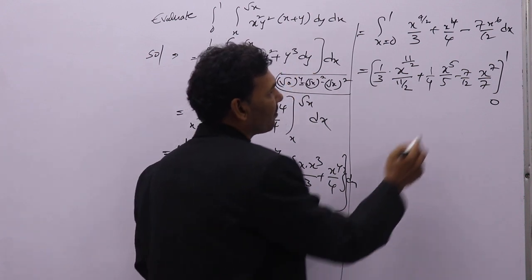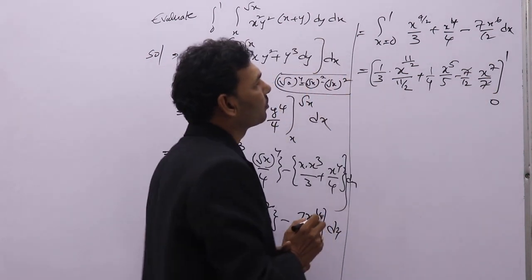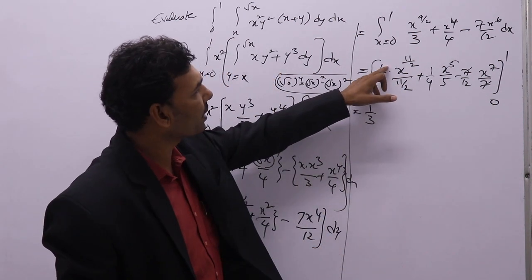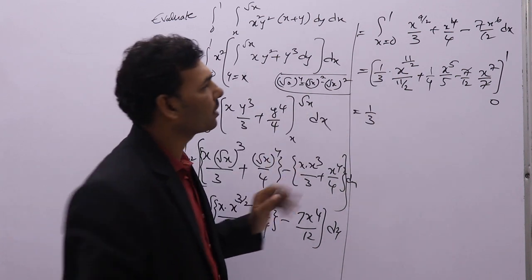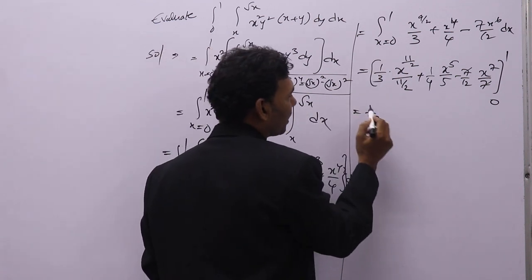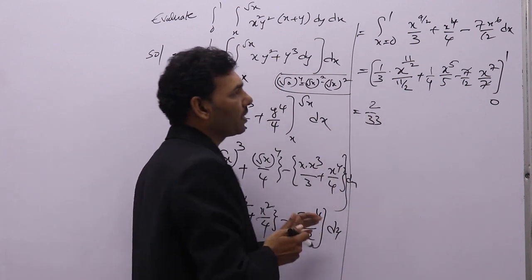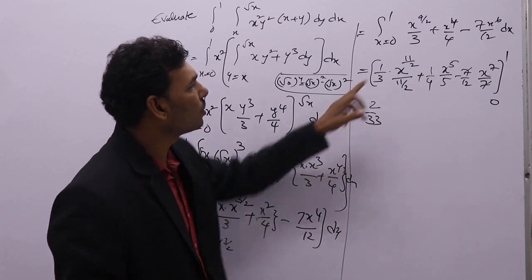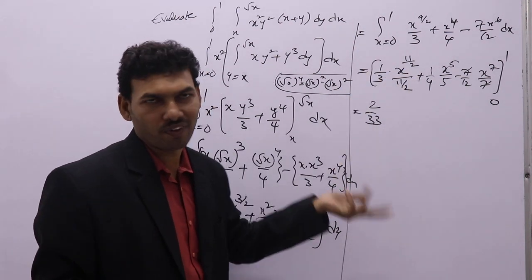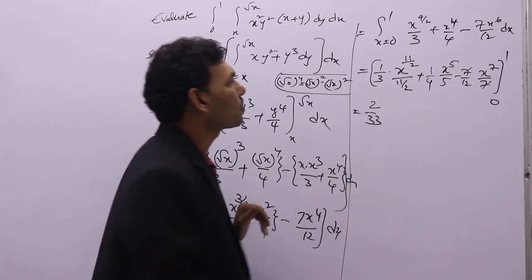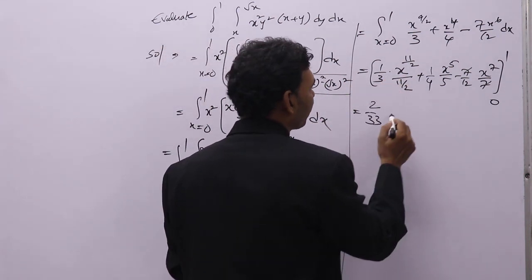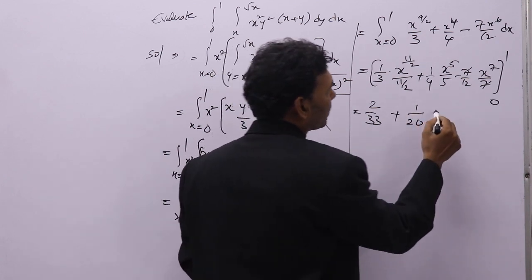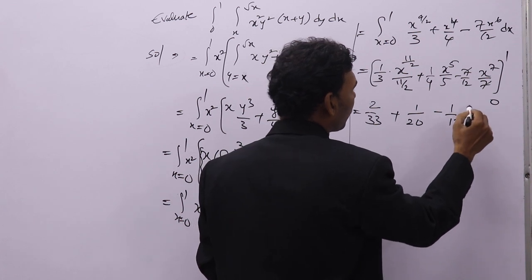So here 7 gets cancelled. The remaining will be like that only. 1 by 3, this 11 by 2 you can take here, 2 by 11 you will get. 2 by 11 means 11 3s are 33, so this can be written as 2 by 33. Because I am substituting 1 in the place of x, and 1 power anything is 1, wherever you have x you will get 1. So here 2 by 33 plus 4 5s are 20, 1 by 20. Next, this 7 gets cancelled, 1 by 12.